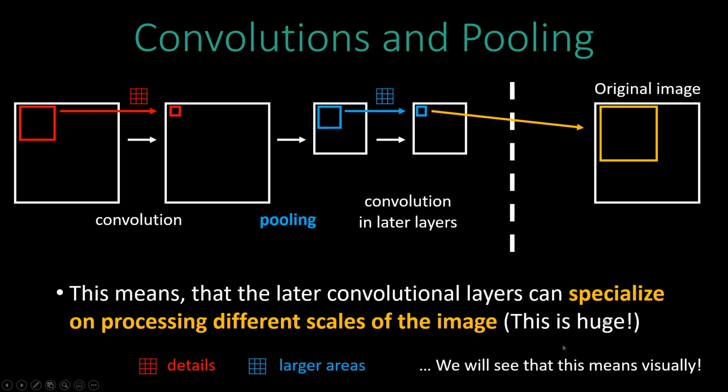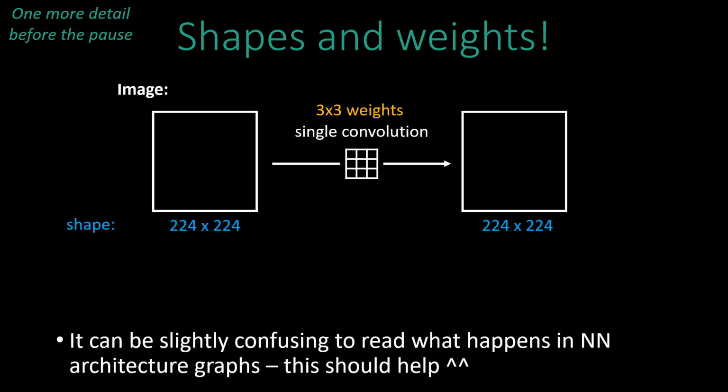And I will not lie, this is huge. This is probably the most important thing that's happening in the convolution and pooling operation. This effect that it can separate the tasks that these processing units have. Okay, what this means visually, we will see it after the pause, because I wanted to add one more detail, and then we can have a short rest, and then return to the slides and actually see visually what the separation of details and concepts does.